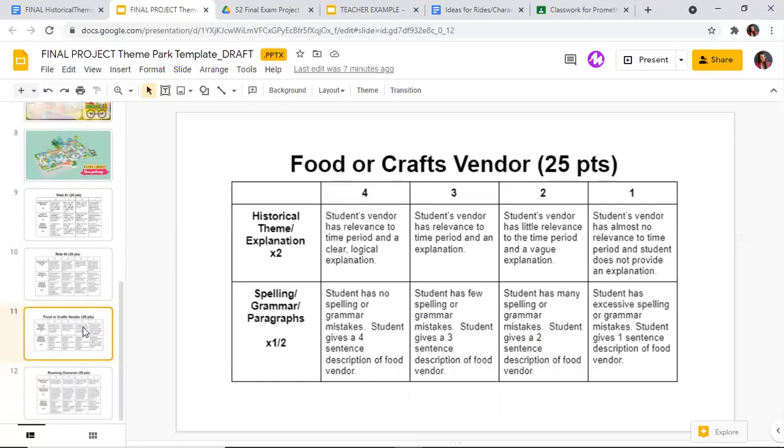points here. Remember, it all adding up to 100. Students Vendor has relevance to the time period and a clear, logical explanation of why you're selling these items and what the connection is. And of course, again, you give at least a 4-sentence description of the Food or Crafts Vendor, and you have checked your writing for spelling and grammar mistakes.